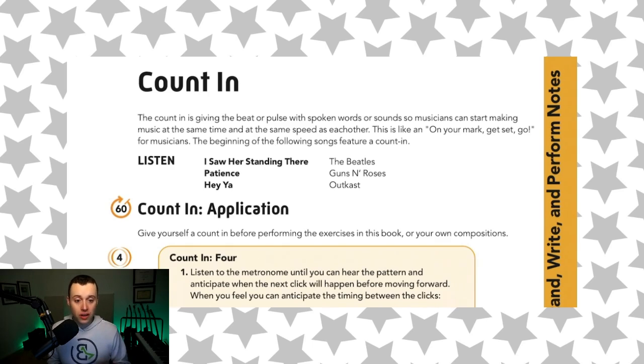The beginning of the following songs feature a count-in. You can actually pause this video and go listen to them. They're in the description below. I Saw Her Standing There by the Beatles, Patience by Guns N' Roses, and Hey Ya by Outkast. And you will hear at the beginning of each one of those songs a 1, 2, 3, 4, or in the case of Hey Ya, a 1, 2, 3. Those sounds and words are a count-in. They're telling everyone involved in making the music how fast the song is going to be and when the song is going to start. So go ahead, pause this video, give that a listen, and then pop back in, and you are going to learn how to perform a count-in for yourself.